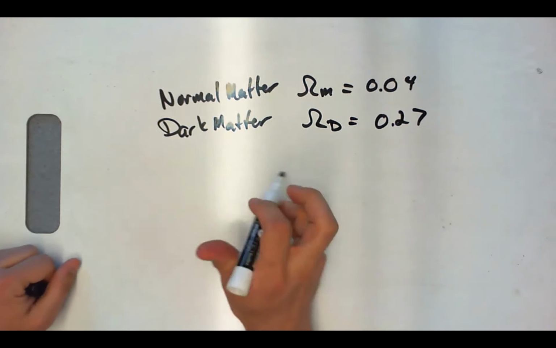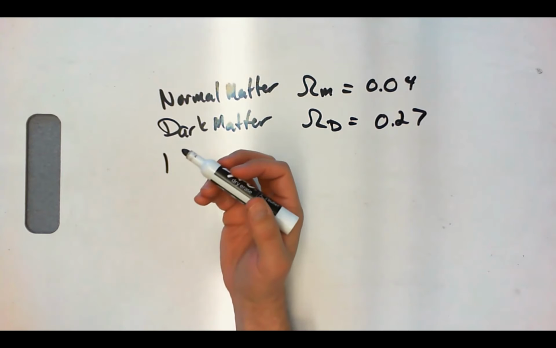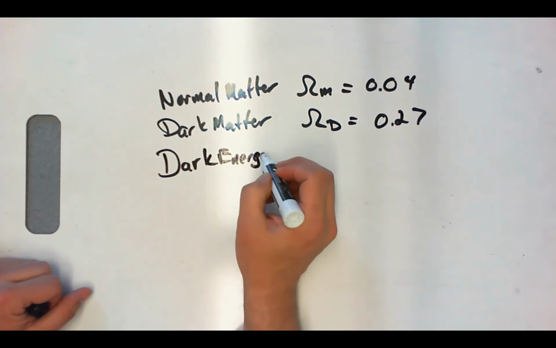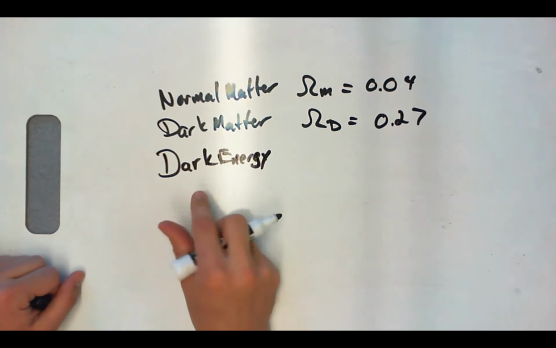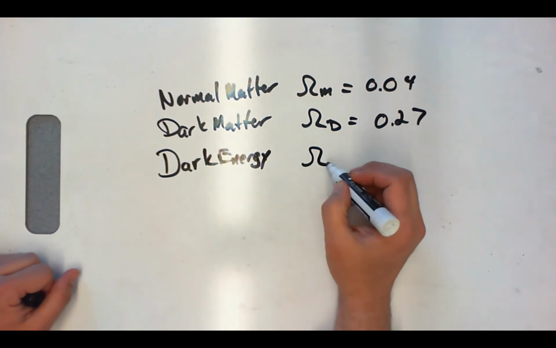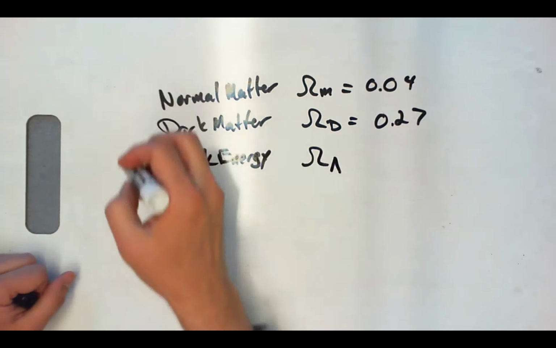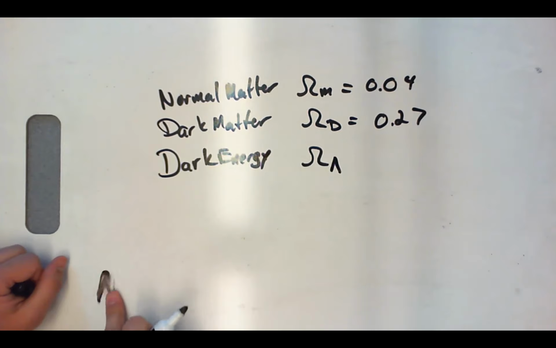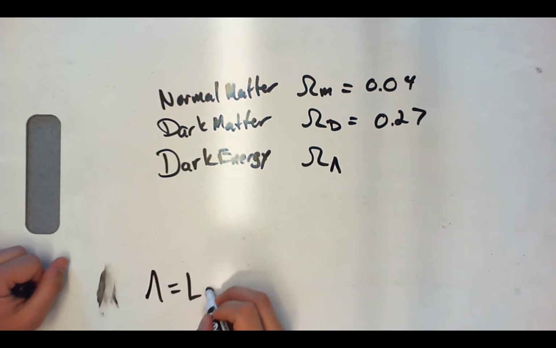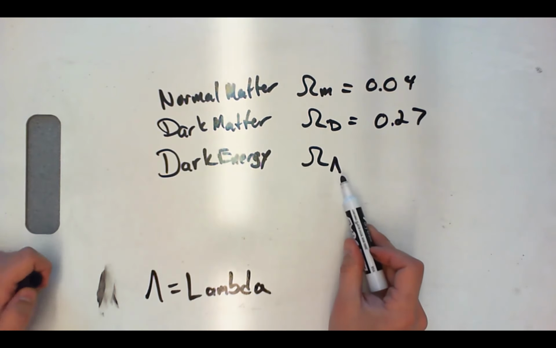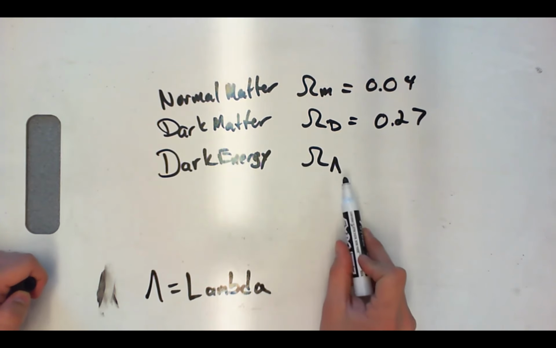There's another constituent to this. It's not matter. It's this cosmological constant thing. We call it dark energy. Why dark? Because it doesn't emit any light, and we don't know what it is. I'm going to call that omega. This is going to get weird. This is a capital omega. That's a Greek letter lambda. Oops, that's an A. It's a capital lambda. And this is the symbol that is often used to denote Einstein's cosmological constant. So this is the symbol for dark energy, this omega sub capital lambda.